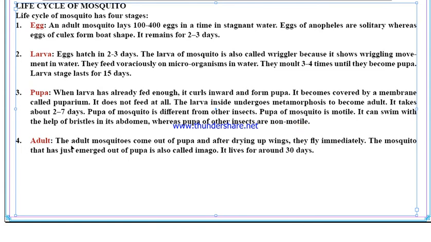Number 4, adult. The adult mosquitoes come out of pupa, and after drying up wings, they fly immediately. The mosquito that has just emerged out of pupa is also called imago. It lives for around 30 days. Okay, any confusion up here?